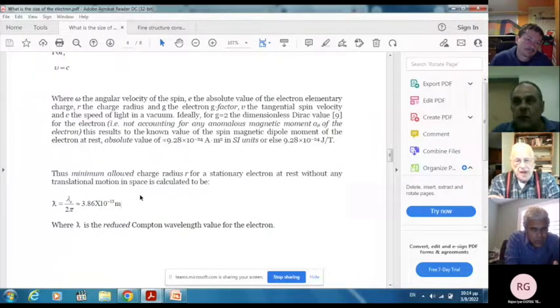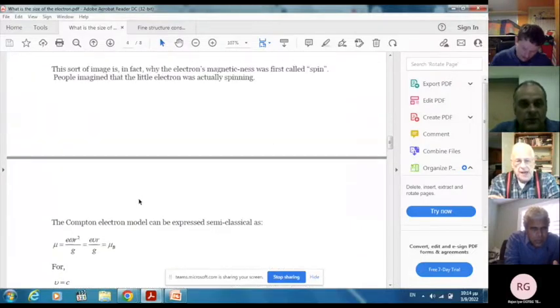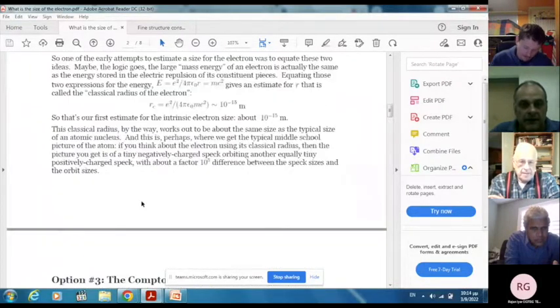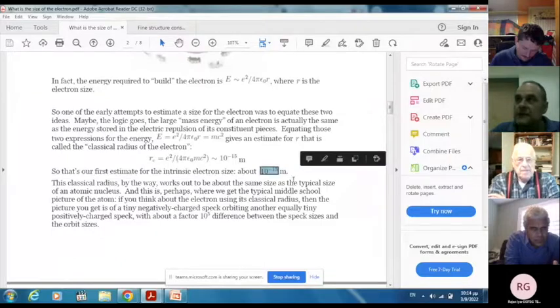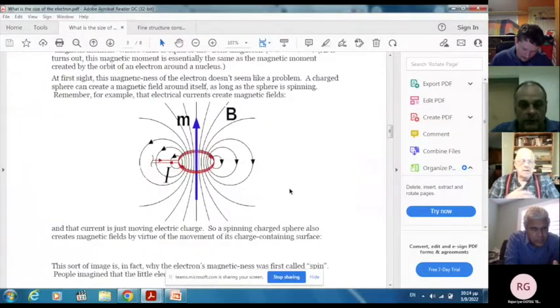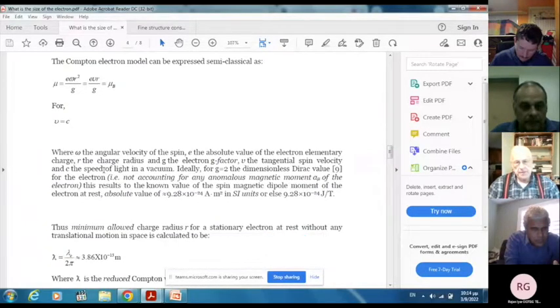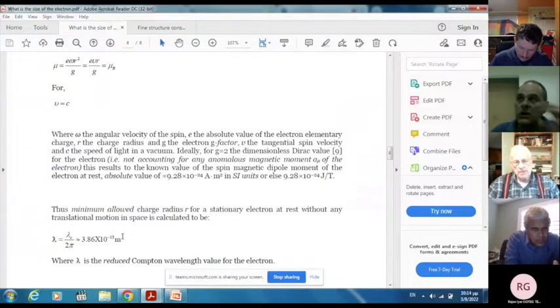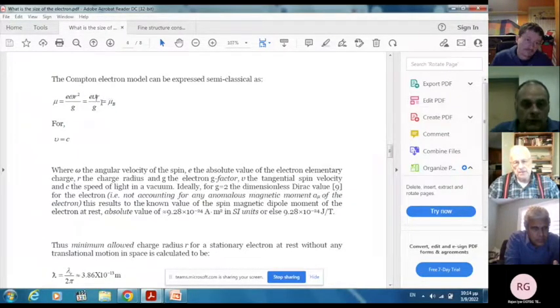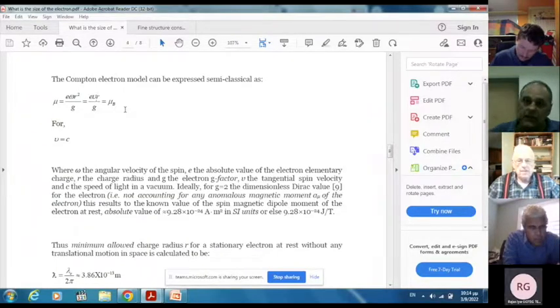So this now gives a larger radius for the electron. That's a problem because the classical radius, as you remember here, is of the order of 10 to the power of minus 15. But the Compton radius gives a radius of about 10 to the power of minus 13 meters. So it's larger. So you cannot have a smaller radius like that, because then you don't get the correct value for the Bohr magneton, which is the spin magnetic moment of the electron.